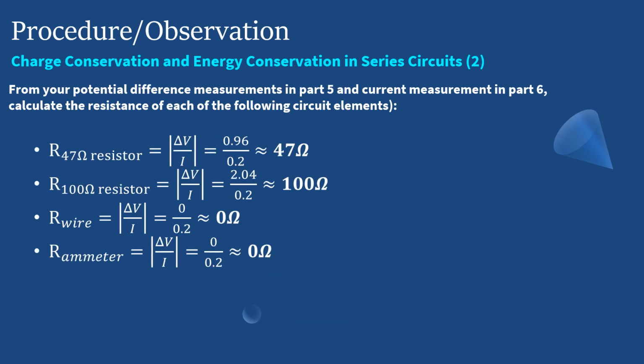We can use our measurements from parts 5 and 6 to calculate the resistance for each of the following circuit elements. Notice that the R wire and the R emitter have 0 ohms for the resistance.